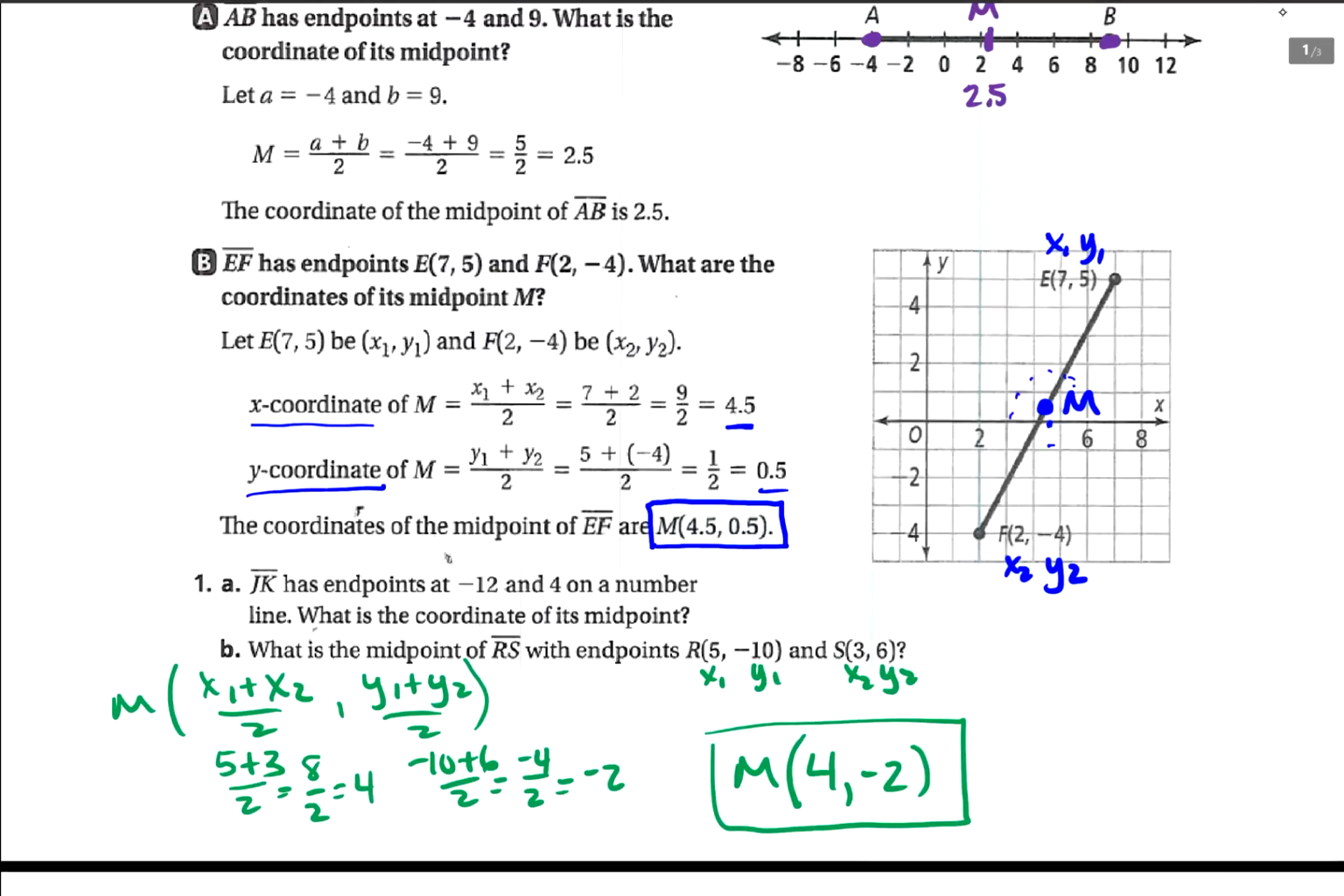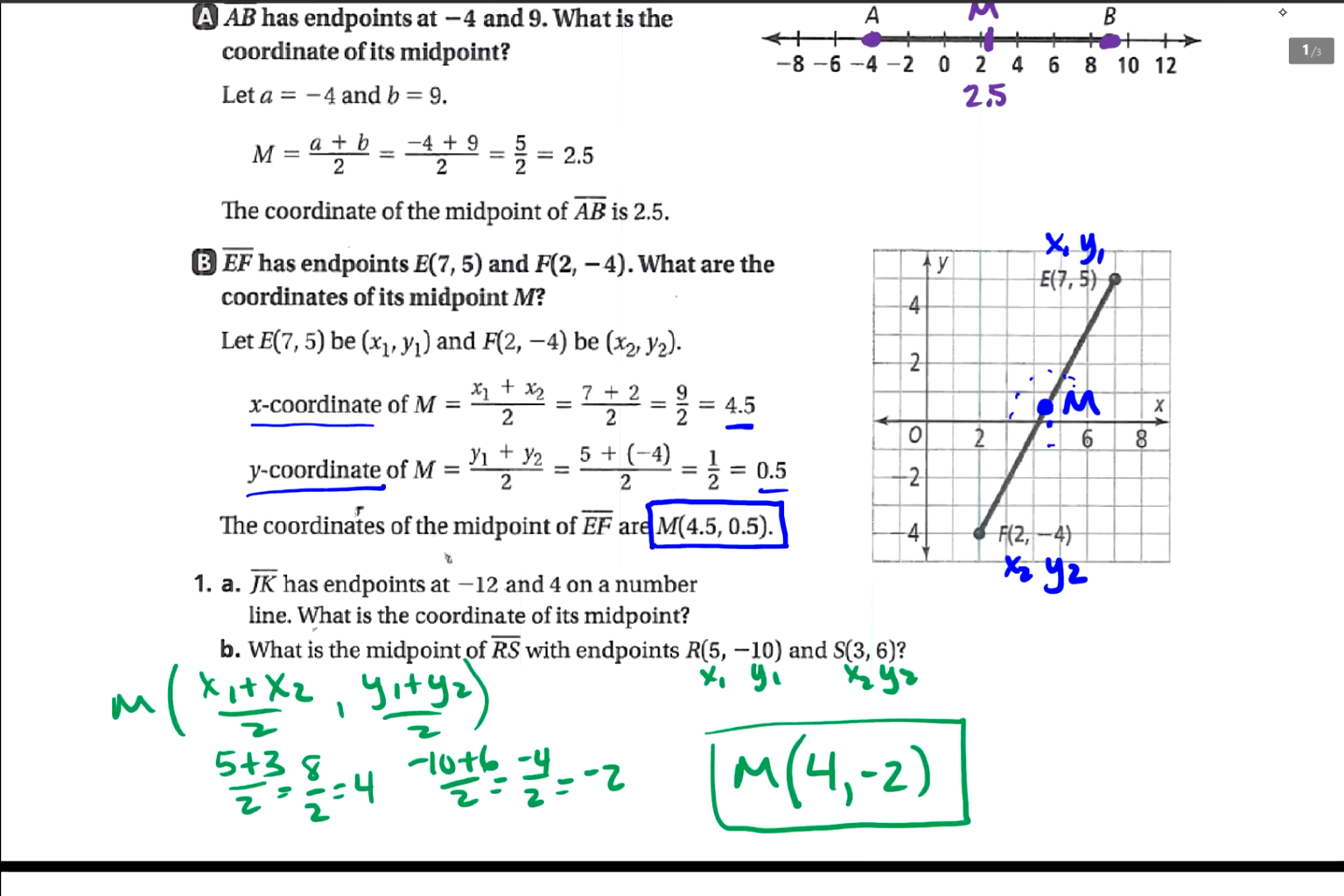All right, so we have 2 points. We label them x1, y1, x2, y2. Order does not matter. So we have segment RS. Our order does not matter as long as one of them's x1, y1, one of them's x2, y2. And then we have our midpoint formula on a coordinate plane. We substitute in our values, and my x coordinate is 4, and I substituted in my y values. Watch your negatives. My y coordinate is -2, so the midpoint is 4, -2.